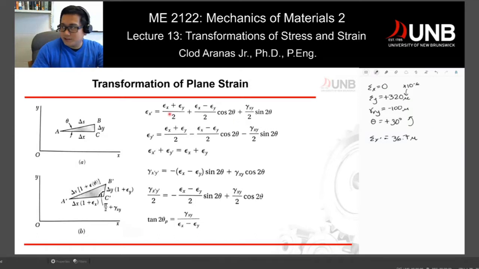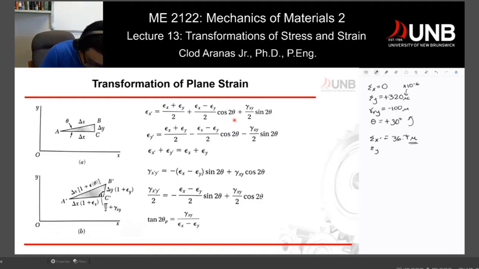So we just use this equation here, and what we got is epsilon x. We have this value, which is given right here. We have the angle, and we have that number, which is 36.7 times 10 raised to negative 6. Don't forget this part right here, because if you're talking about strain of 36, that's huge. Strain is normally below 1, so that would be a lot of strain.